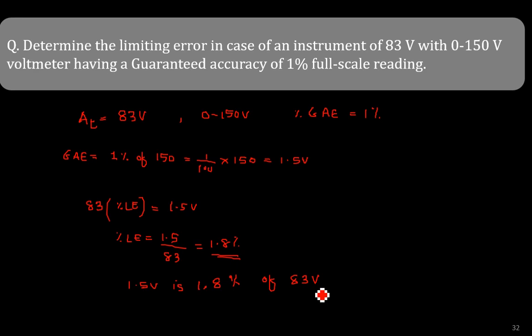So you are given 1% of guaranteed error. So guaranteed error is 1% simply means that with respect to the full scale reading you are having an error of 1.5 volt. So when you measure 83 volt, you are having a fixed error of 1.5 volt. So this 1.5 volt will be 1.8% of 83. So this is your percentage limiting error. So this is what you are asked to find out.